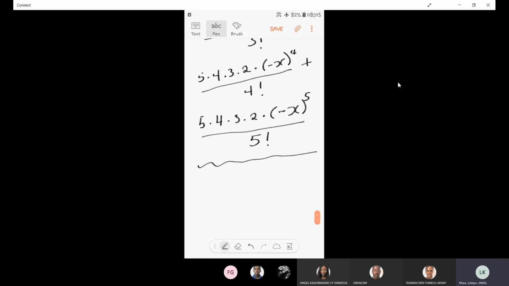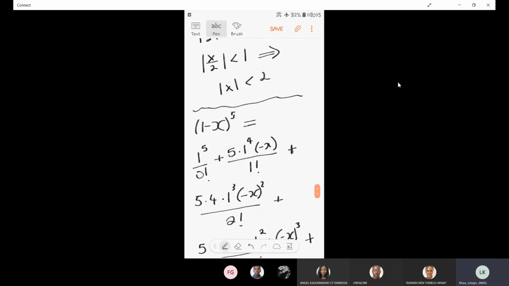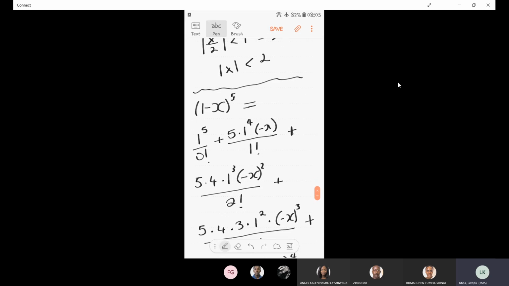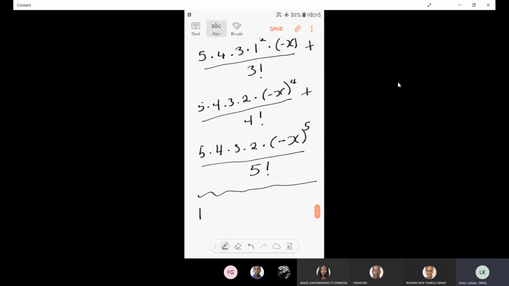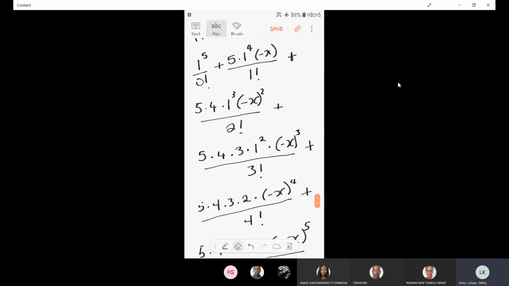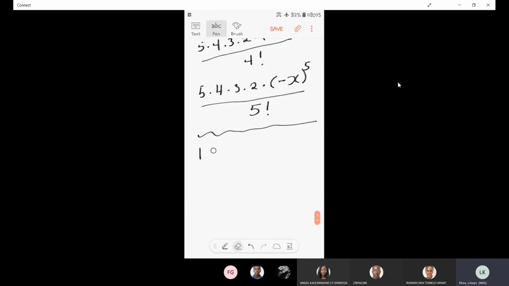Okay, so I start simplifying my terms. So the first term is just 1. You can see it over there. It's 1 to the power of 5 divided by 0 factorial, which is 1. Okay, then the second term, I have 5 times 1 divided by 1 times minus x, that is just minus x. So minus 5x.